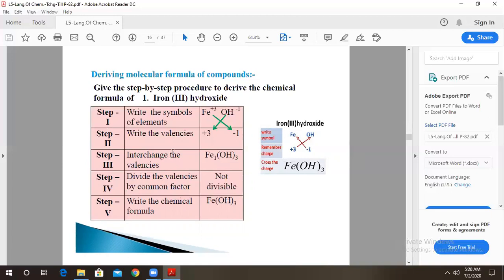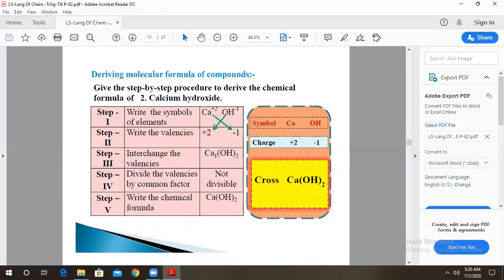The second example for you now, calcium hydroxide. Go through it. Try to derive the formula on your own. Write the symbols. Now interchange the valency. Is it divisible? Very good, not divisible. And so the formula is Ca(OH) twice. Very good.